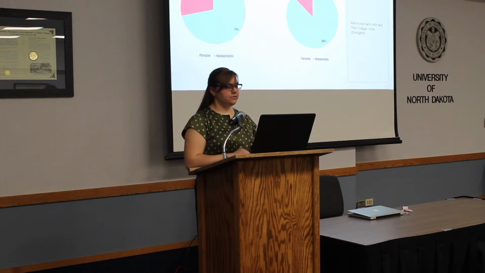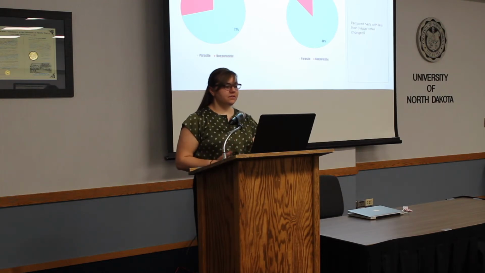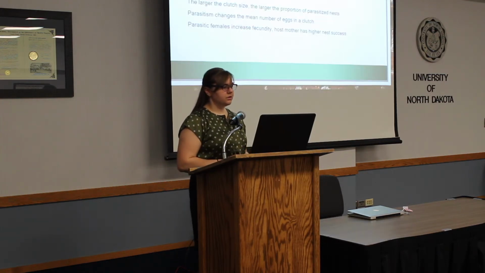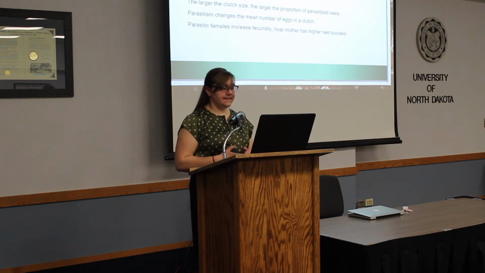But if we took out those clutches of 1 or 2, our proportions considerably change. With 2016, we have a 71% rate of parasitism, and in 2017 there's an 86% parasitism, which is a far cry from the slide before where they are both the same rate. So what are our conclusions? Well, the larger the clutch size, the larger the proportion of parasitized nests.